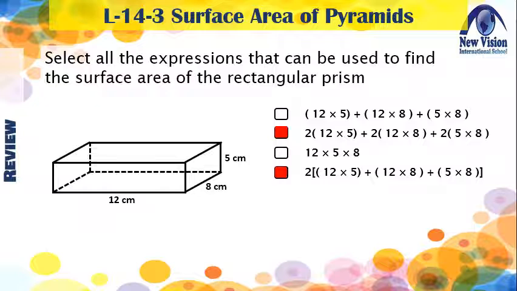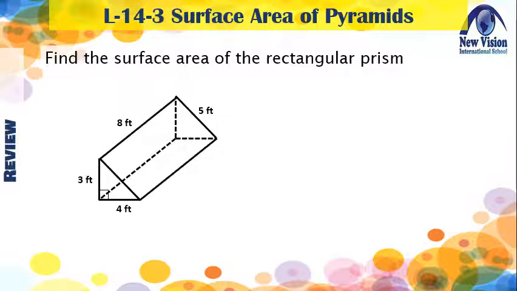Okay. Good. Now, our second review question is: find the surface area of the prism. Dear students, pause the video now, write the answer in your copybook carefully, and once you get the answer, come back to the video. Okay, time's up. What is your answer? The surface area of the prism is 108 square feet.